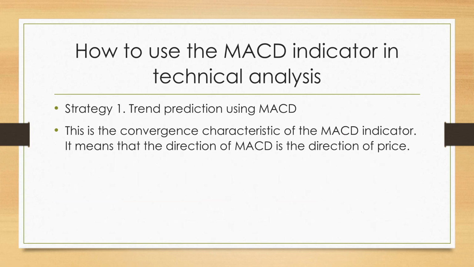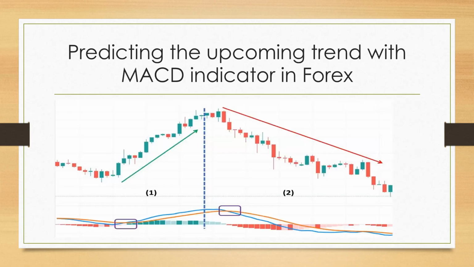How to use the MACD indicator in technical analysis. So strategy 1, trend prediction using the MACD. So we're actually predicting the trend. This is the convergent characteristic of the MACD indicator. It means that the direction of the MACD is the direction of price. The direction of the MACD is in the direction of price. So we are working with trend, we are predicting trend. So when we see those here, we know we are moving in the direction of price.